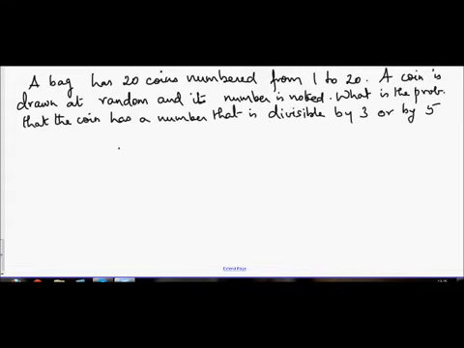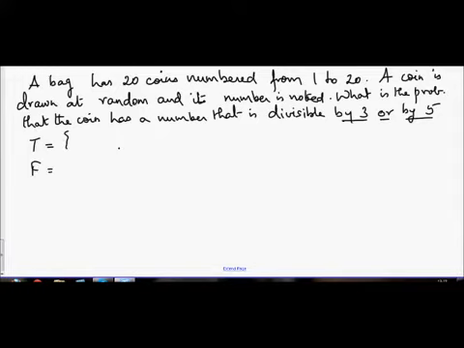Okay, this is a question. A bag contains 20 coins numbered 1 to 20. A coin is drawn at random and its number is noted. What is the probability that the coin has a number that is divisible by 3 or by 5? By the moment you see "or", you know that it is a union problem. Let me take the numbers that are divisible by 3 as T, and the numbers that are divisible by 5 as F.